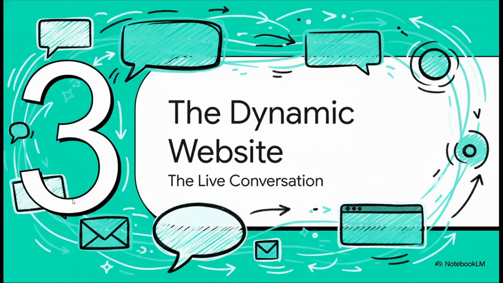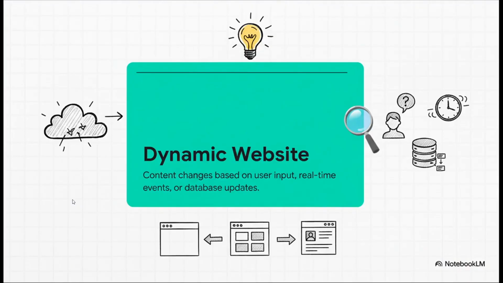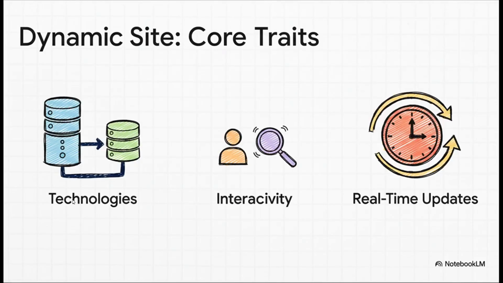But what if you need more? What if you need your website to be less like a fixed document and more like a live interactive conversation? Well, for that, we need to step into that second world, the dynamic website. So unlike its static cousin, a dynamic website doesn't just have a bunch of ready-made pages sitting around. Instead, it actually builds the page on the fly, just for you the second you ask for it. The content can literally change based on who you are, what you've searched for, or even what time of day it is. So how does it pull this off?